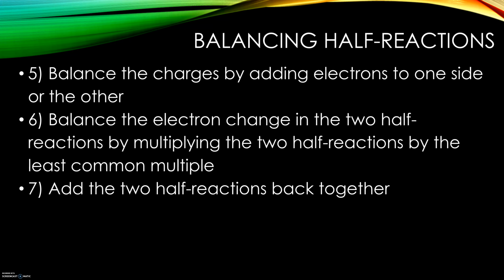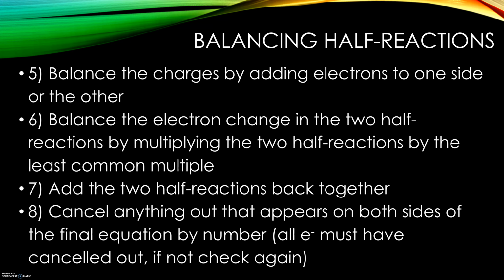And then the next step, we add the two half reactions back together. Whatever's on the reactant side, we combine them all on one side. And then whatever's on the product side, we combine them all onto one side. And then our last step, if you have the exact same compounds on the reactant side and the product side, we can actually cancel them out using the same quantity. And by this time, our goal is that the electrons are all cancelled out on each side. So hopefully that's going to make a lot more sense as we go through this example.